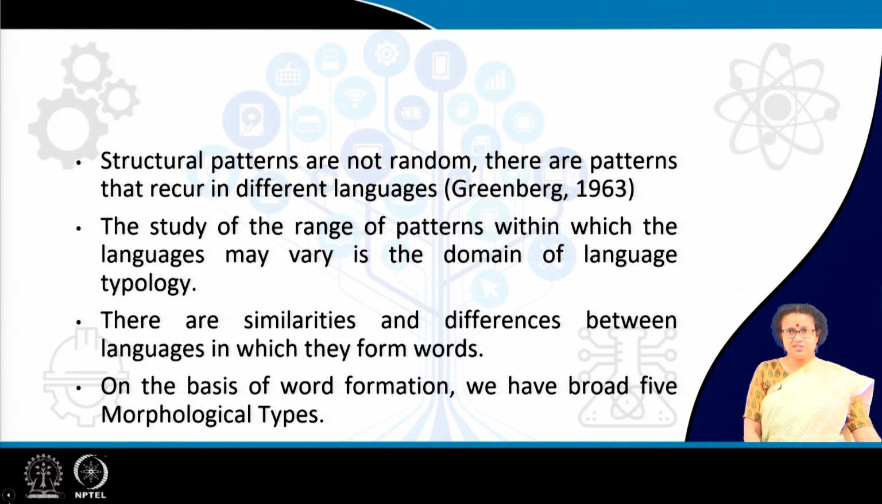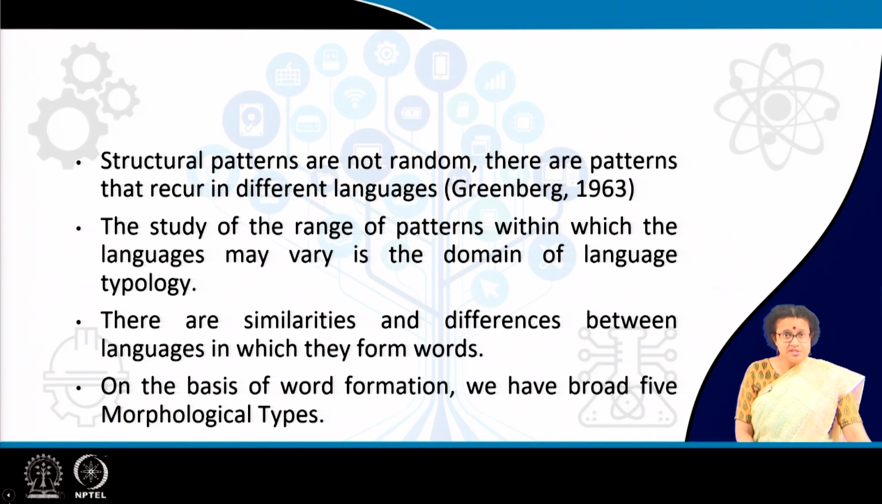Let me introduce the name of Greenberg, who started talking about universals, and you will know more about Greenberg's work later while doing typology. But what did Greenberg say? He said that structural patterns of languages are not random. There are patterns that recur in different languages, and the study of the range of patterns with which languages may vary is basically the domain of language typology. We basically talk about different types in language. Types can be different in terms of phonology, morphology, syntax, etc. Today we will be talking about morphological typology only.